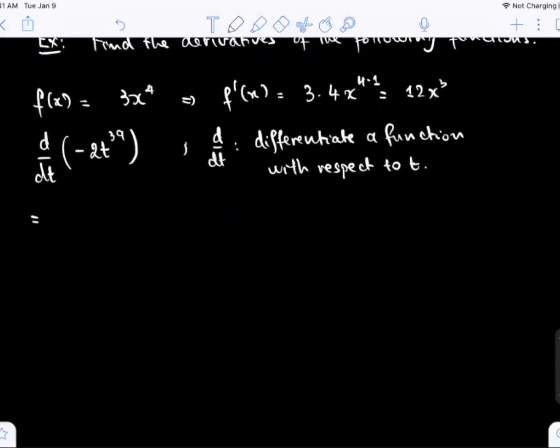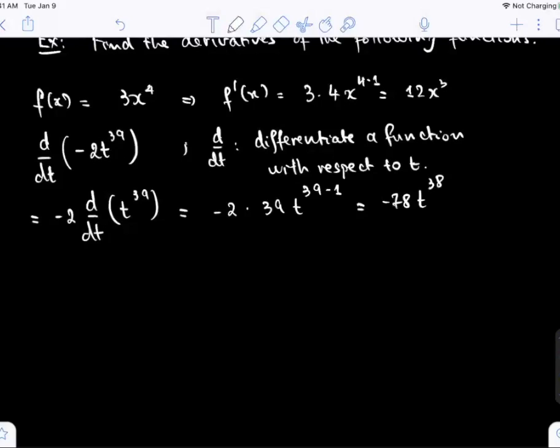So d dt of -2t to the 39. -2 is the constant multiple, so you don't touch that. Just leave it alone and just take the derivative of t to the 39. You can write it like that. And d dt of t to the 39 gives -2 times 39 times t to the power 39 minus 1. Well, this is what? -78 times t to the 38.